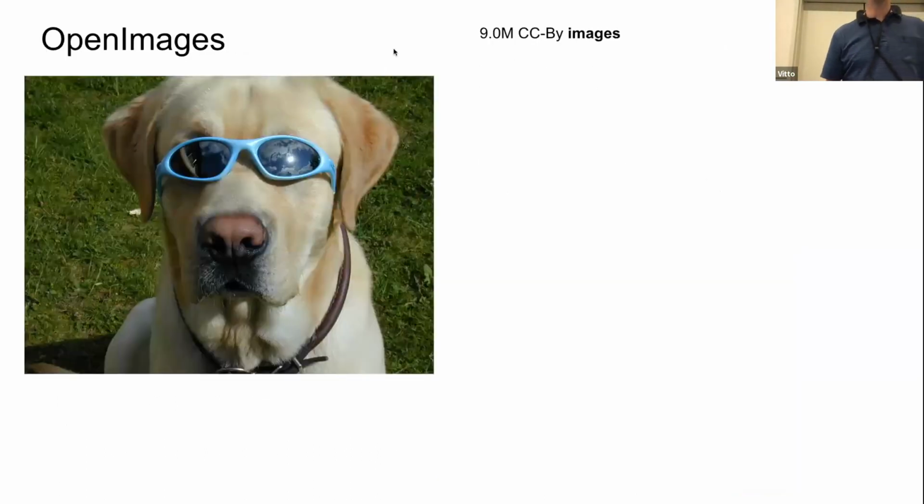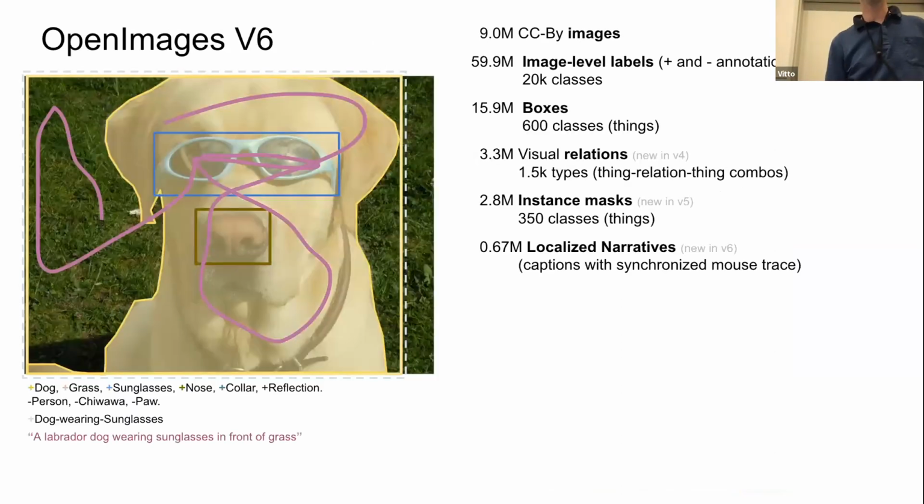And this sends us to OpenImages v7. Hope you heard of OpenImages before. It's 9 million images, CC-BY. There is a core set in it that is densely annotated. We have 60 million image-level labels over 20,000 categories. That's a lot. 60 million boxes over 600 categories, 3 million relationships, almost 3 million instance masks over only 350 classes, and lots of localized narratives.